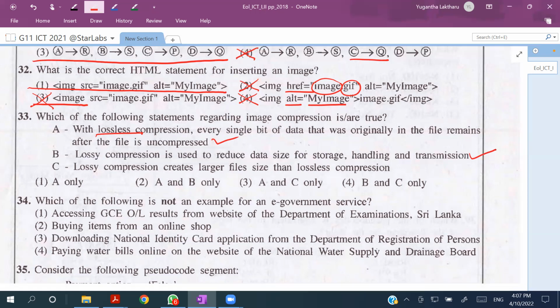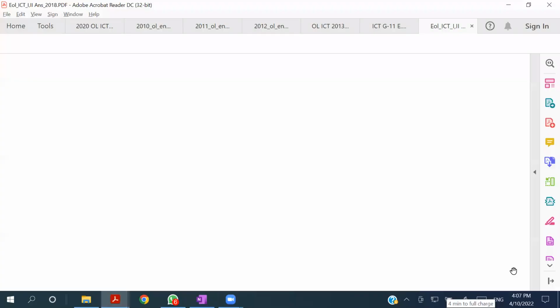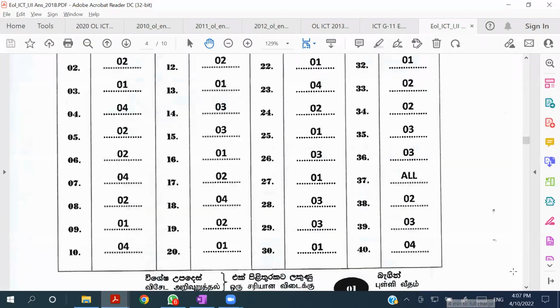Lossy compression creates a larger file size than lossless compression. Now that's going to be a false one, because lossy compression creates a smaller size than lossless compression, right? So this is incorrect. So the answers are going to be A and B. Let's cross check it. 33rd. Yeah, it's the second one.